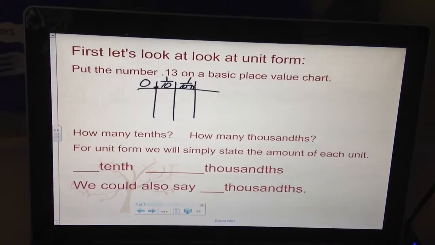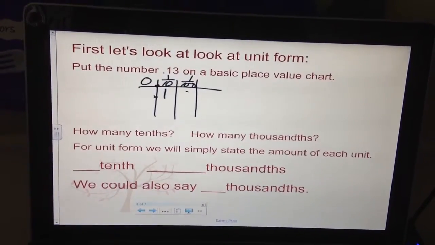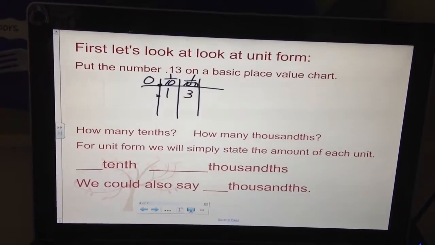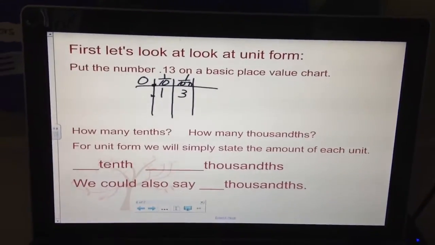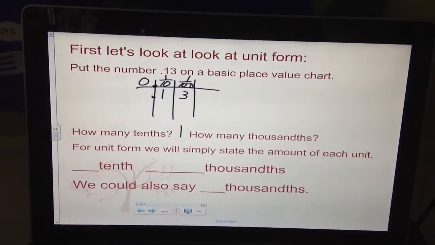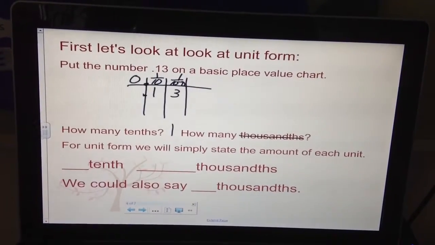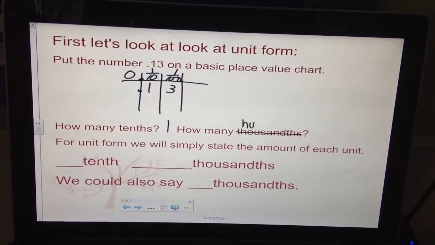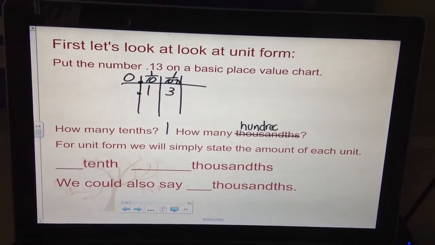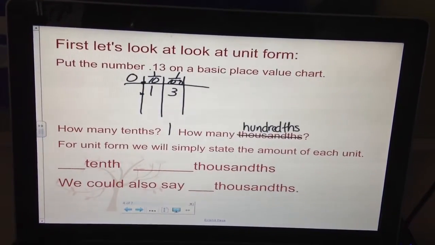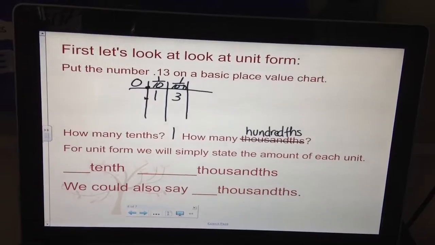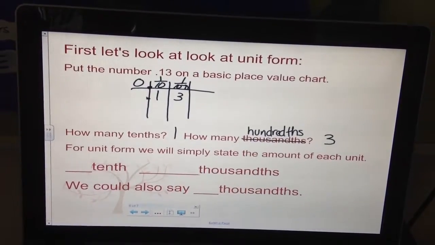So I have a 1 in the tenths place and a 3 in the hundredths place. So how many tenths do I have? Well, I have 1 tenth. How many hundredths? Okay, so how many hundredths do I have? I have 3 hundredths.